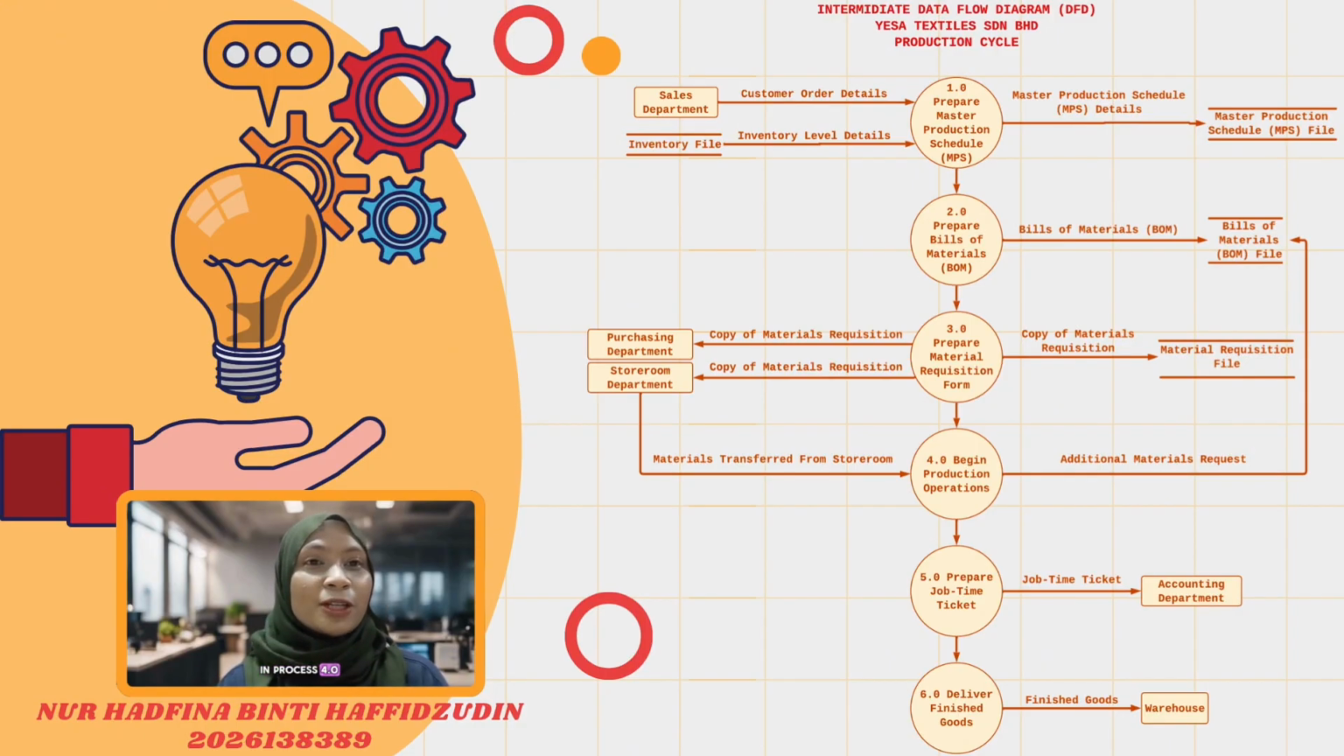In process 4.0, begin production operation. The actual sewing and assembly take place using the material transferred from the storeroom. If workers need more fabric or supplies during this stage, an additional material request is made, which goes back to update the BOM file. While production is running, we track labor in process 5.0.